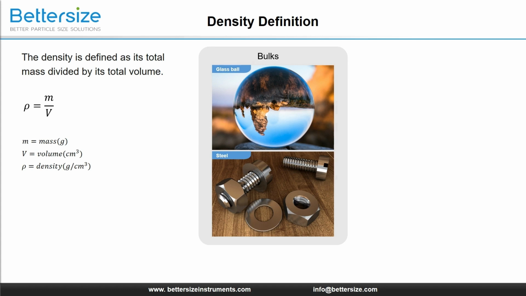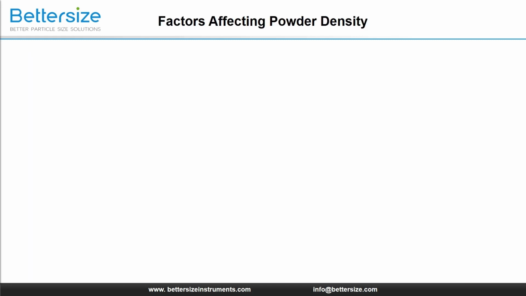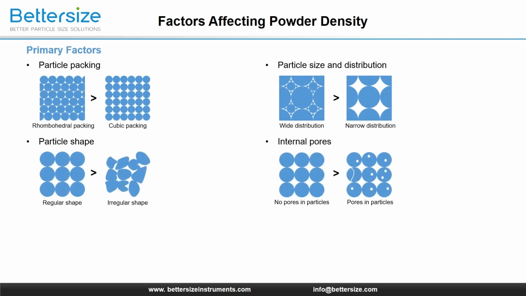However, measuring the density of powder samples is more challenging compared to bulk samples. A powder consists of a mass of irregular and individual particles, for example, coffee powder, sand, and soil. There are several factors that can affect powder density. These factors are divided into primary factors and secondary factors. Primary factors include particle packing, particle size and distribution, particle shape, and internal pores.